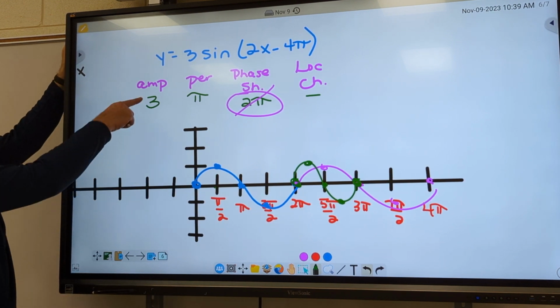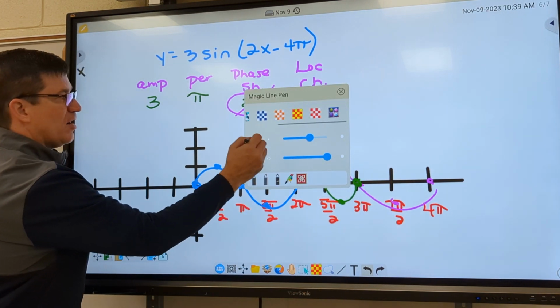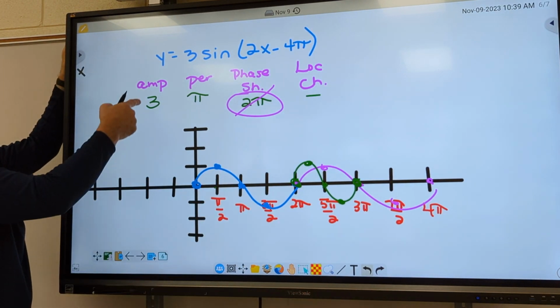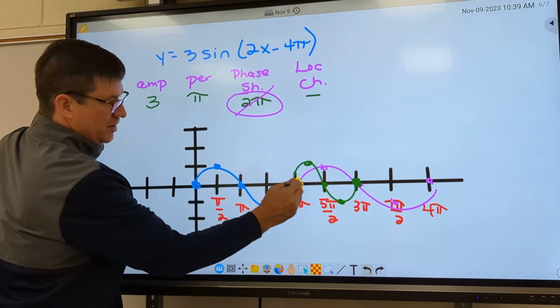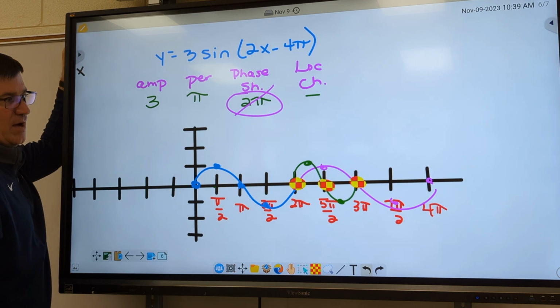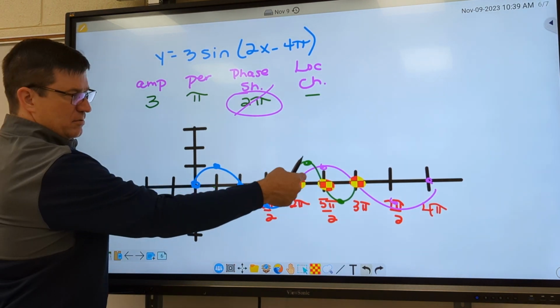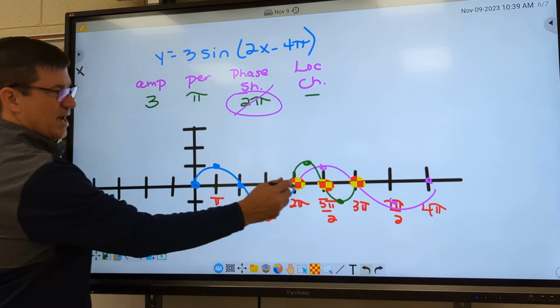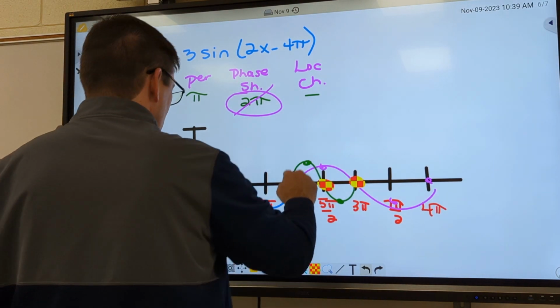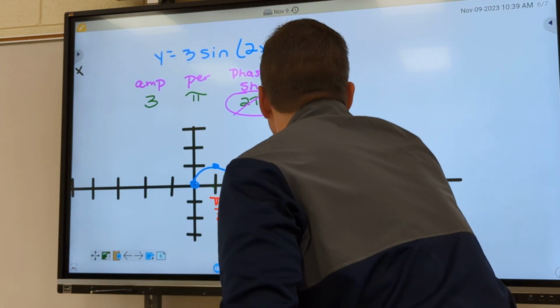All right, last is our amplitude. Now we get our color, Samari. Now I'm on my last one. Amplitude's 3. Remember, keep these on the x-axis. Don't ever move them. Now I got to count to 3. Where did I count to 3 from? The point or the x-axis? X-axis. 1, 2, 3. 1, 2, 3. There you go.